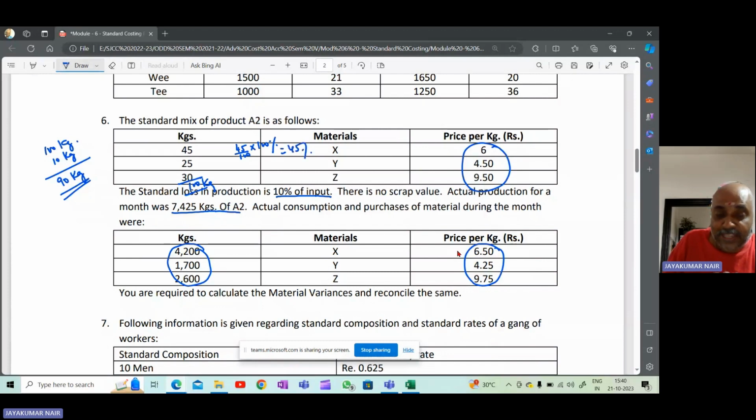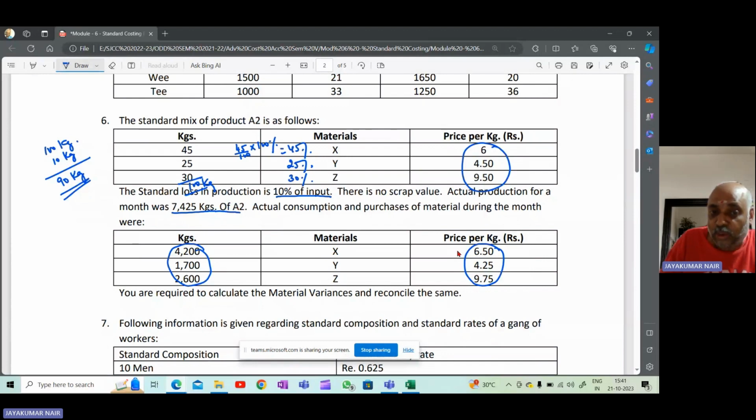In other words, it is 45% of your input should be material X. And what about material Y? It should be 25%. What is material Z? It is 30%. So how do you find out the mix?